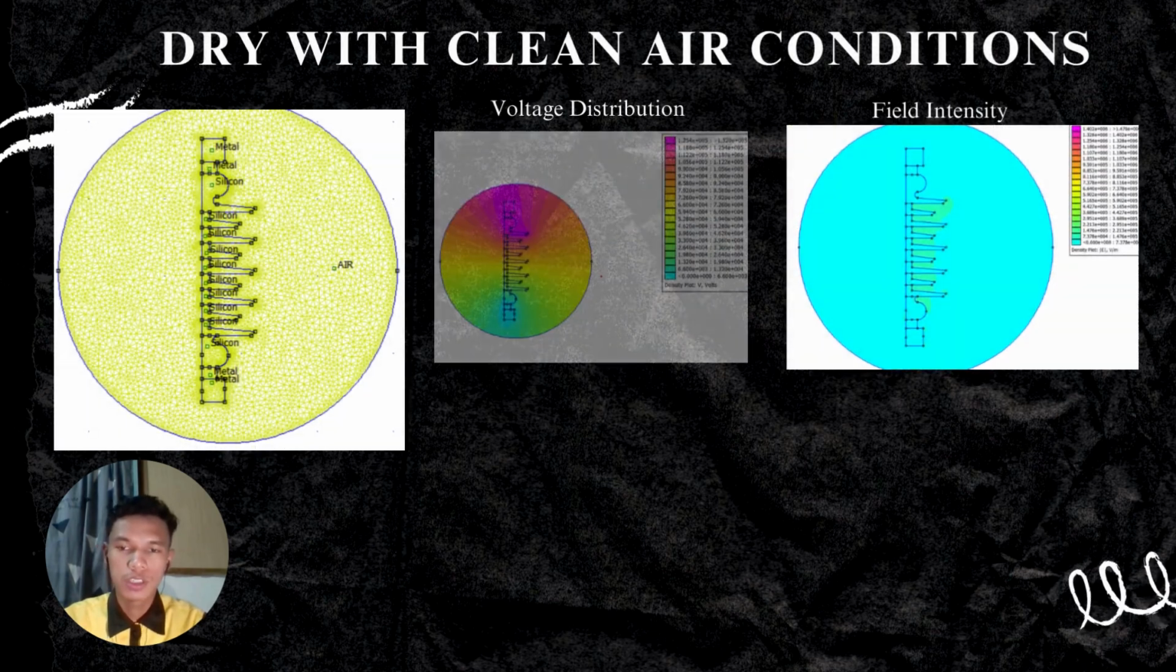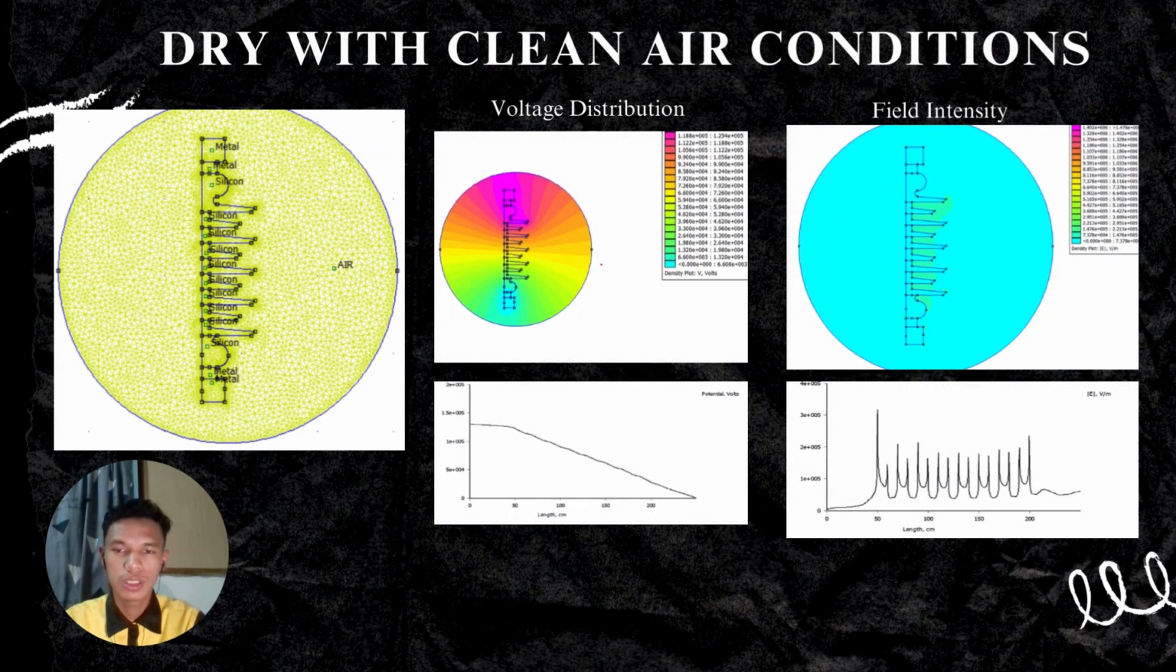Okay, as we can see for this slide, that is for the simulation during the dry with clean air condition. For the property of the silicon rubber, that is ER 12, EZ is 12, and charge density is 0. For the value of the property for the metal, that is ER1 and EZ1. As we can see when we run the simulation, the voltage distribution and the field intensity result is shown based on the figure.